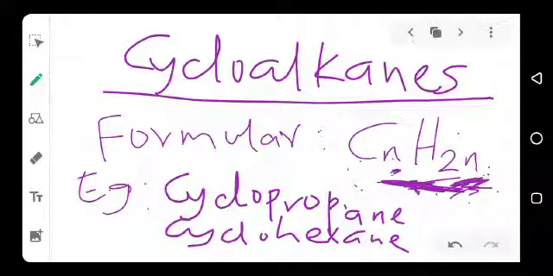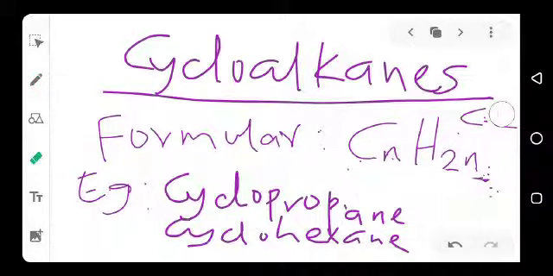Okay, so the smallest member of these cycloalkanes is cyclopropane. That is 3. Because of what? If we put 1 here, only 1 carbon cannot close itself. Now if you put 2, it will be carbon and carbon, and these 2 carbons cannot close themselves. So it is only when we have 3.